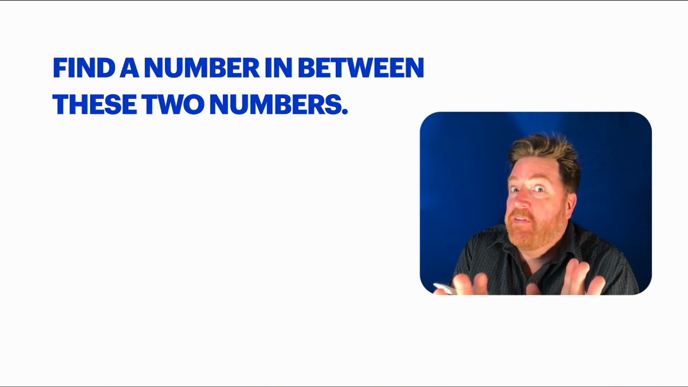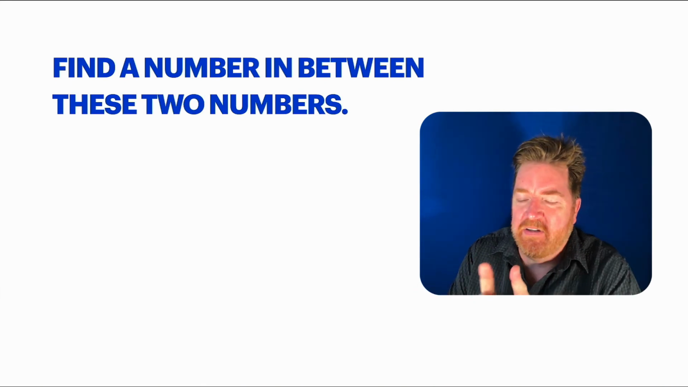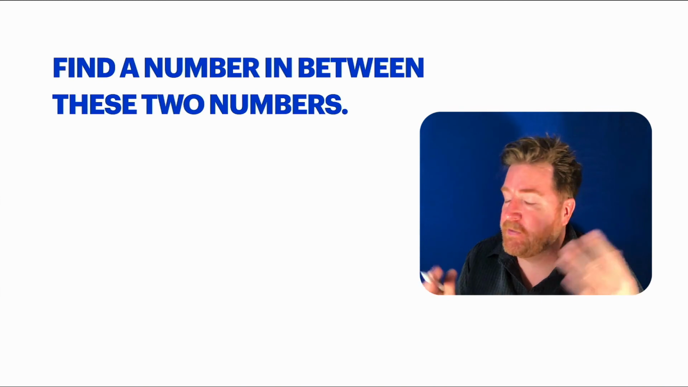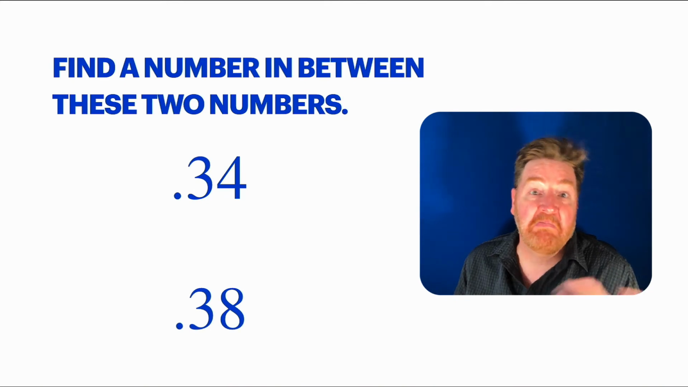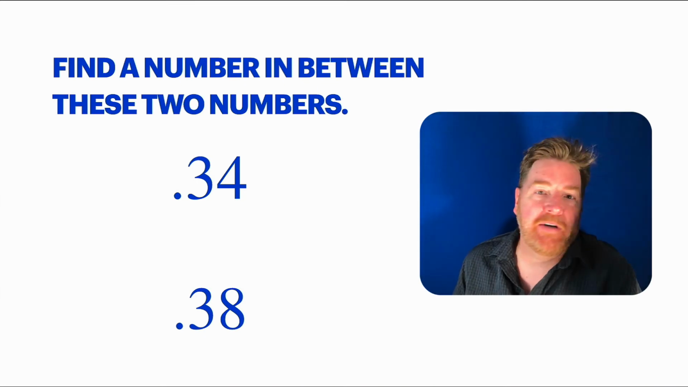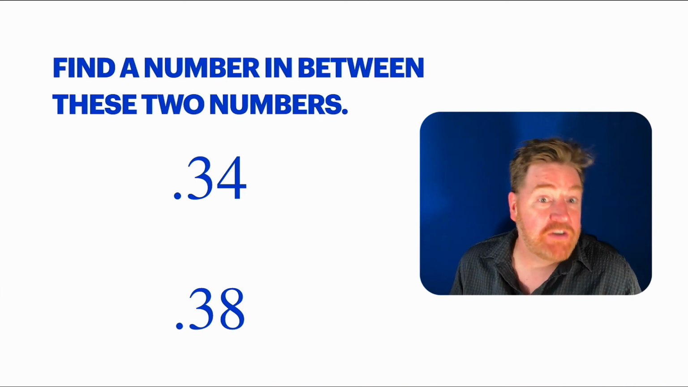All right, here's a related matter. And it turns out that this is a big deal. Later on in mathematics, this idea that you can get numbers in between any two different decimals turns out to be really a big deal. But they're asking us to find a number in between these two numbers, 0.34 and 0.38. Okay, so 34 hundredths and 38 hundredths. Well, you guys know how to get this, right?